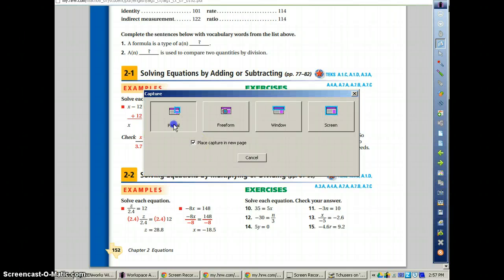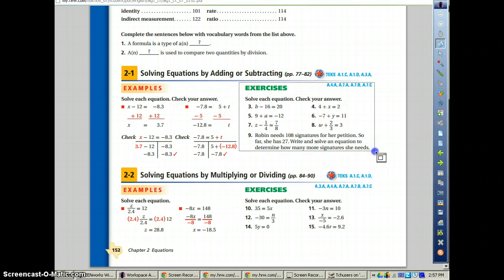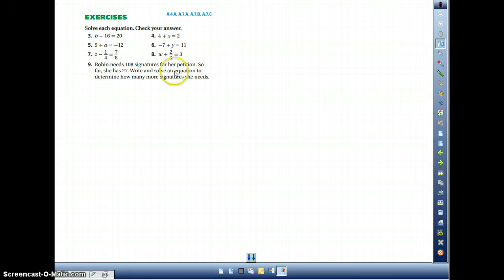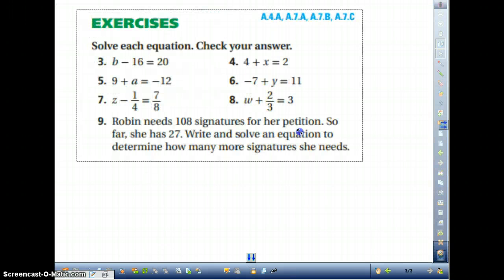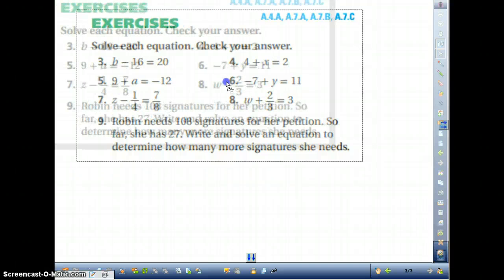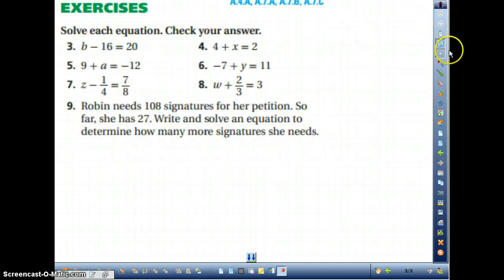So here we go. Let me grab some of these practice problems right here. We're going to solve each equation. We're going to check our answers. On number 3. Number 3 says b subtract 16 equals 20.